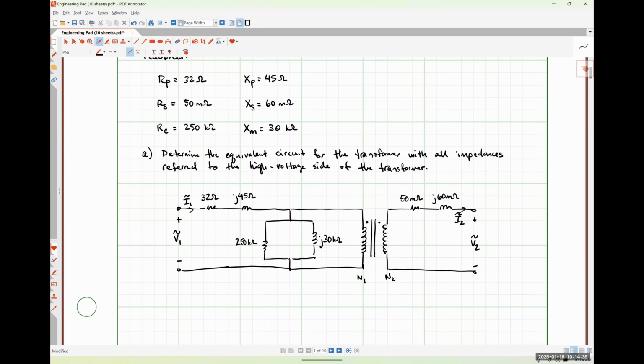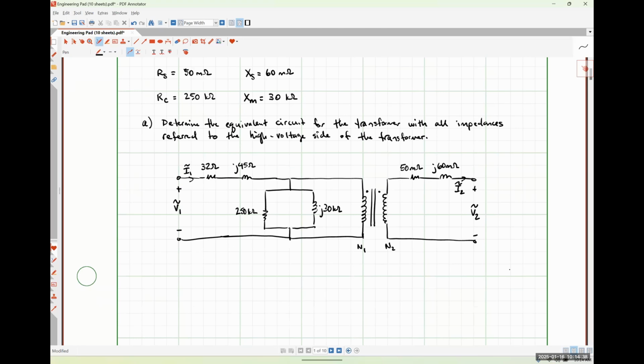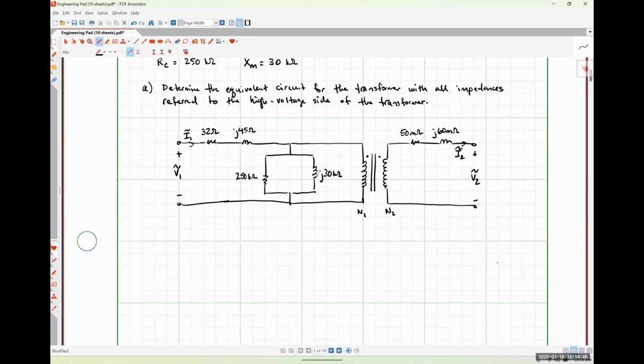Right? So before we do any of that referring or reflecting, we need to figure out what our turns ratio is, okay? So hopefully we all remember that our turns ratio A, as far as we're concerned in this class, is N2 over N1, but I didn't specifically give you those number of turns in each coil. Instead, I gave you the voltages, but luckily enough for us, the ratio of the voltages, V2 to V1, is also going to be our turns ratio.